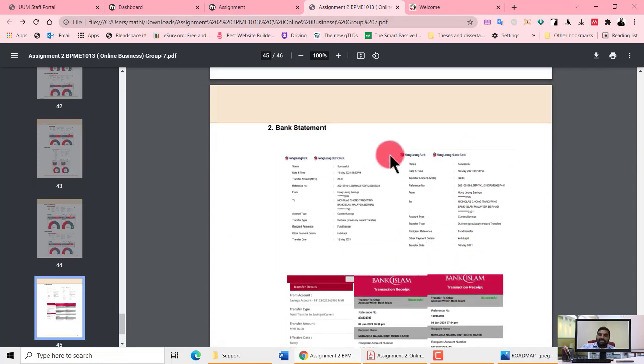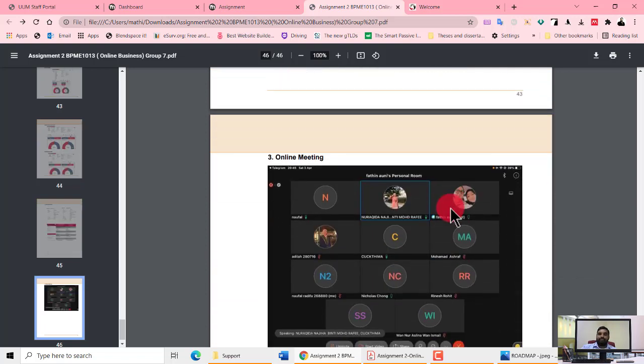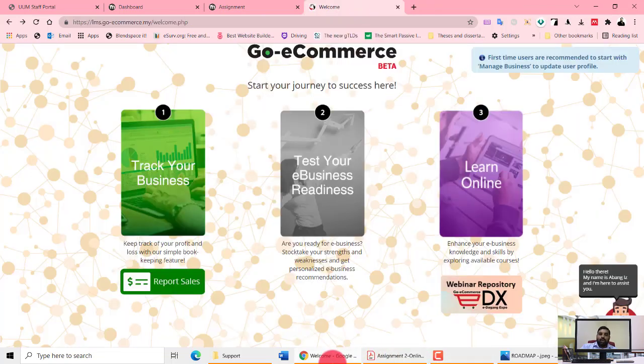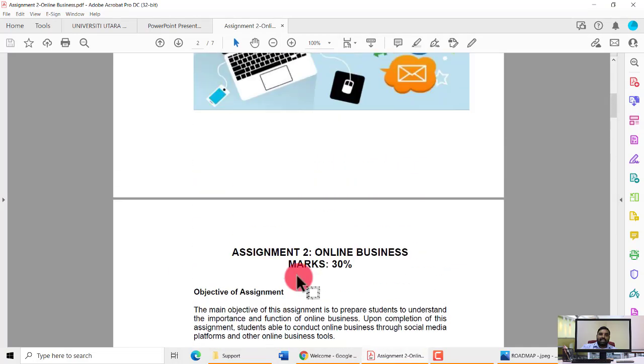And these are some examples of the bank statement. They are doing some sales, real sales, not play one. And they prove they have conducted a meeting. This is extra work for them. This is one of the good assignments. So now we go to how to go to the e-commerce portal. What you do is you just click here.